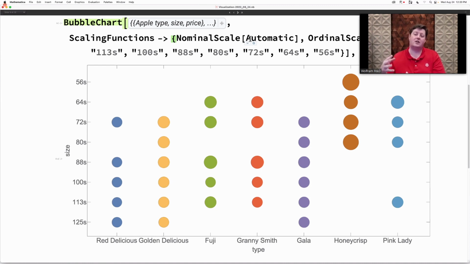Whereas the ordinal scale, because there is an order, you have to specify what the categories are, and that is simultaneously specifying what the order is for that ordinal scale.